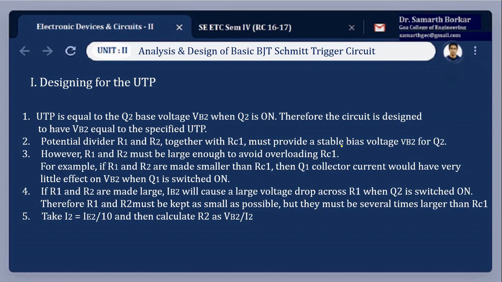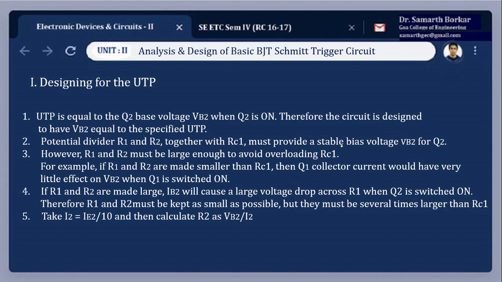Potential divider R1 and R2 together with RC1 must provide a stable bias voltage VB2 for Q2 to maintain the transistor Q2 in on condition. Third point, however, R1 and R2 must be large enough to avoid overloading RC1. You can go through this statement.